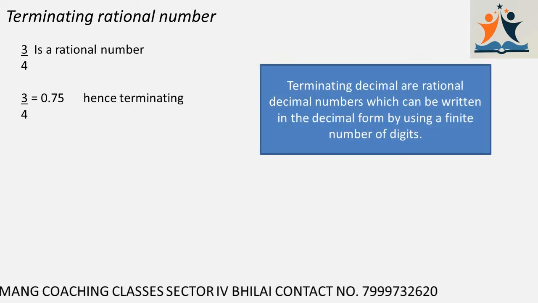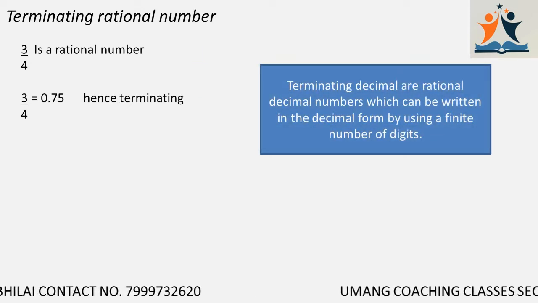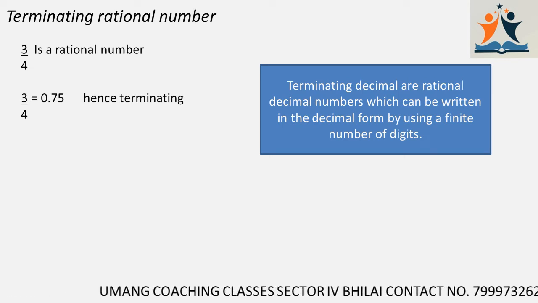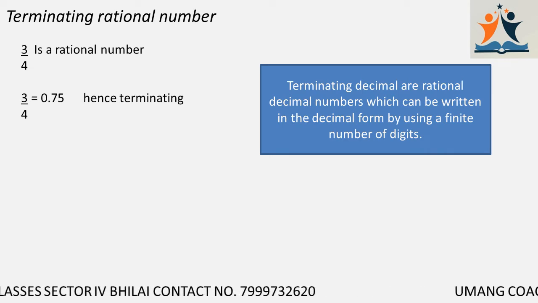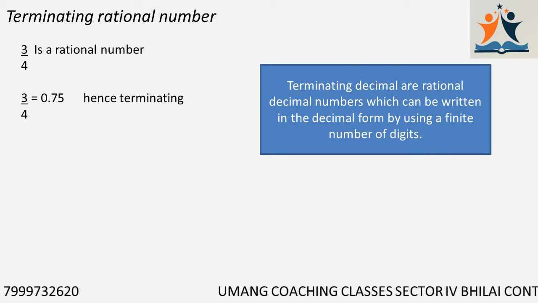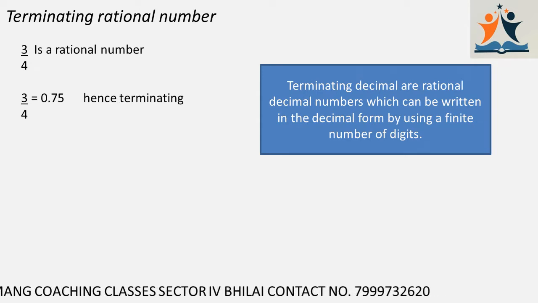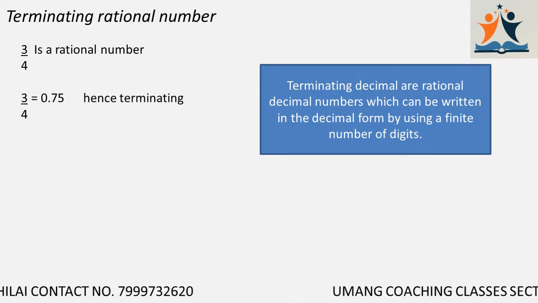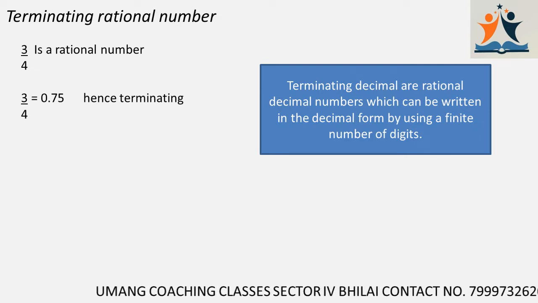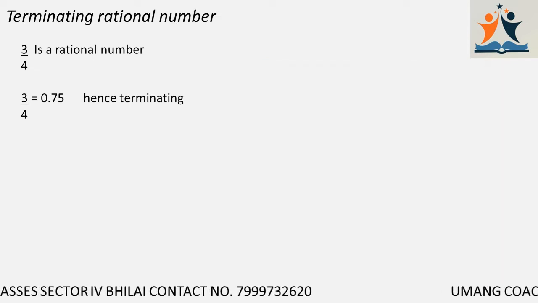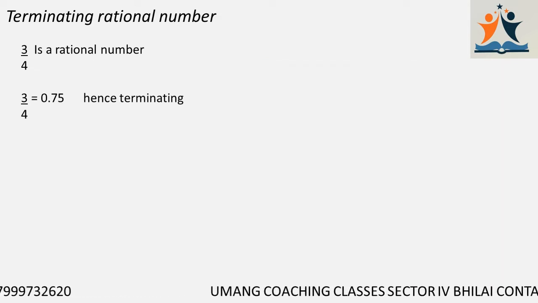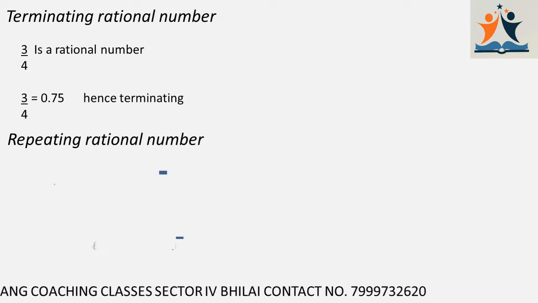Terminating decimals are the rational decimal numbers which can be written in decimal form by using a finite number of digits. The digits are fixed. We can write it in decimal form by using a finite, fixed number of digits. Now let's see what repeating rational numbers are.